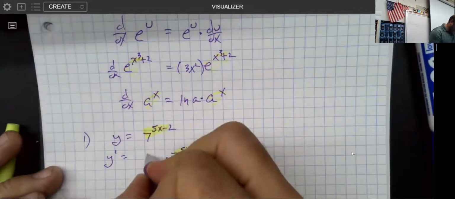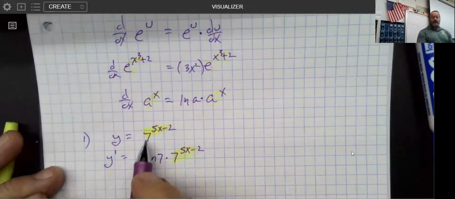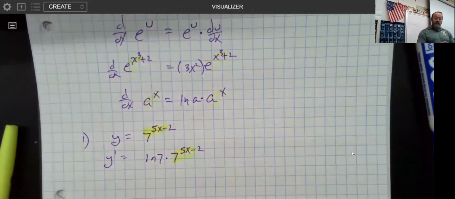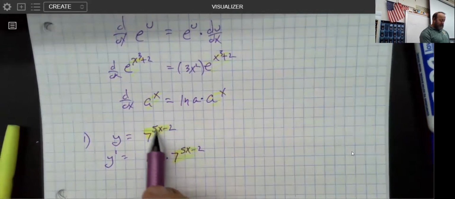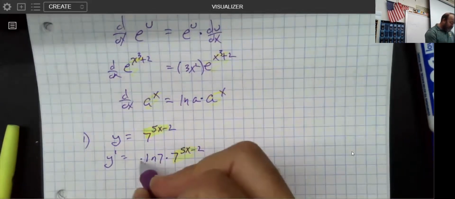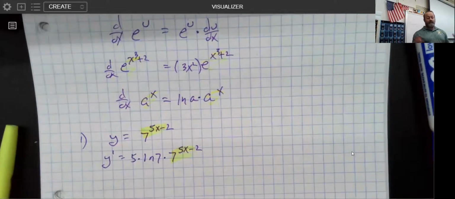One is the natural log of 7 because this problem did not have a base of e. The other one is because this is a composite. Right here, this composite had a 5x plus 2 in it, so the derivative of 5x plus 2 is 5. So that's a lot of little pieces, but that's the end of our story.